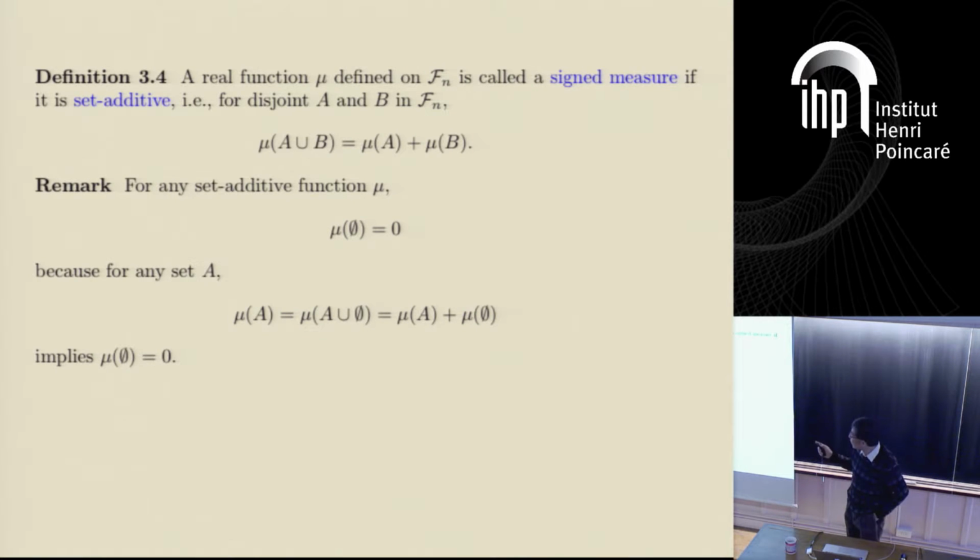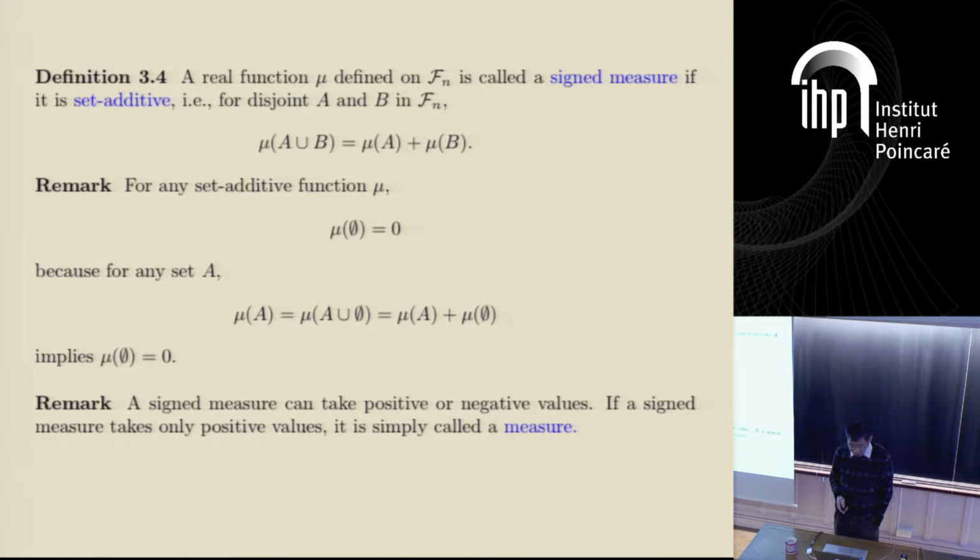And it is a consequence of the set additivity that the value of mu on the empty set is equal to 0, because if you consider any set A, mu A is equal to mu of A union the empty set, which by set additivity is equal to mu A plus mu of the empty set. And by crossing out mu A, you find that mu on the empty set is equal to 0. That's always the case for any set additive function. Now here I talk about signed measure, which can take positive or negative values. If it takes only non-negative values, it is simply called a measure.